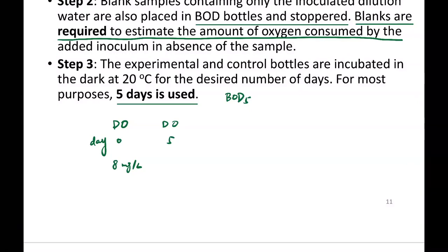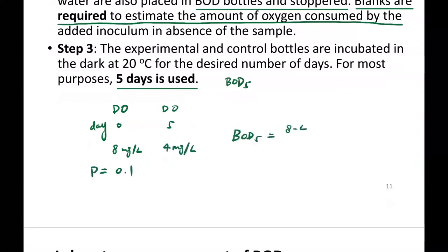And then further, we know that P is equal to 0.1. So what that means is we just took 10% of the sampled water into that 300 milliliter bottle. Okay, so what we can calculate is that BOD5 is going to be equal to 8 minus 4 divided by P. So that's going to be 4 divided by 0.1, which is equal to 40 milligram per liter. Okay, so this is how we can calculate the BOD from the experiments.